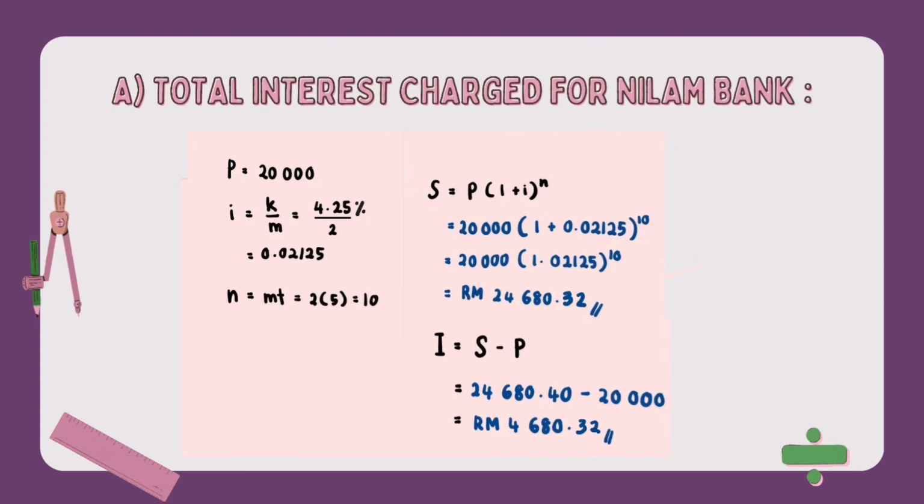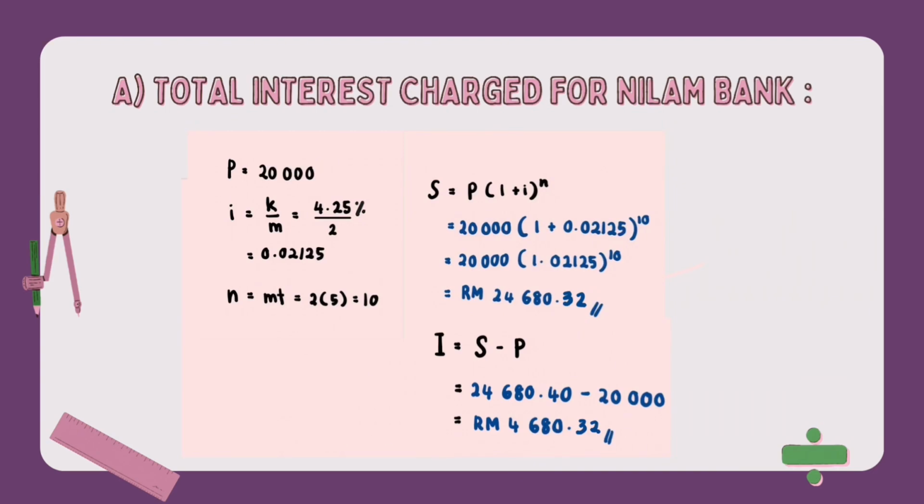Next, calculate in the bracket first. In bracket 1 plus 0.02125 and we will get 1.02125. And S equals to 20,000 in bracket 1.02125 in the power of 10. Lastly, calculate it and we will get 24,680 ringgit and 32 cents.